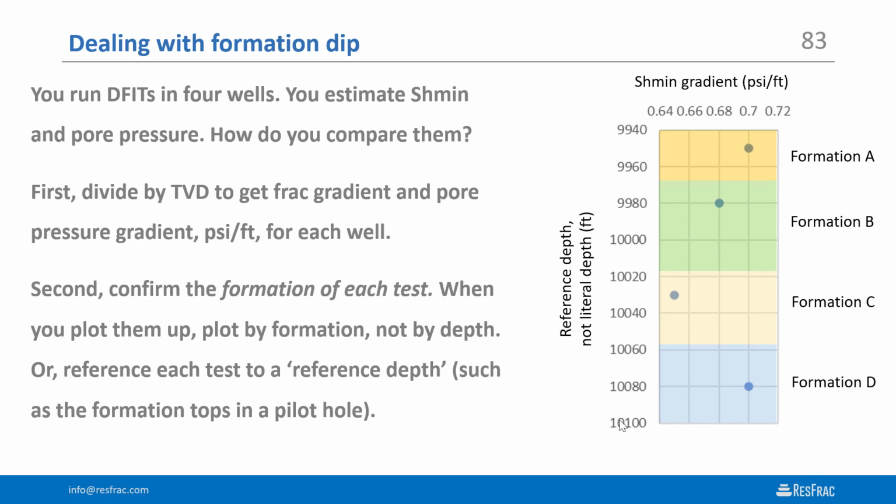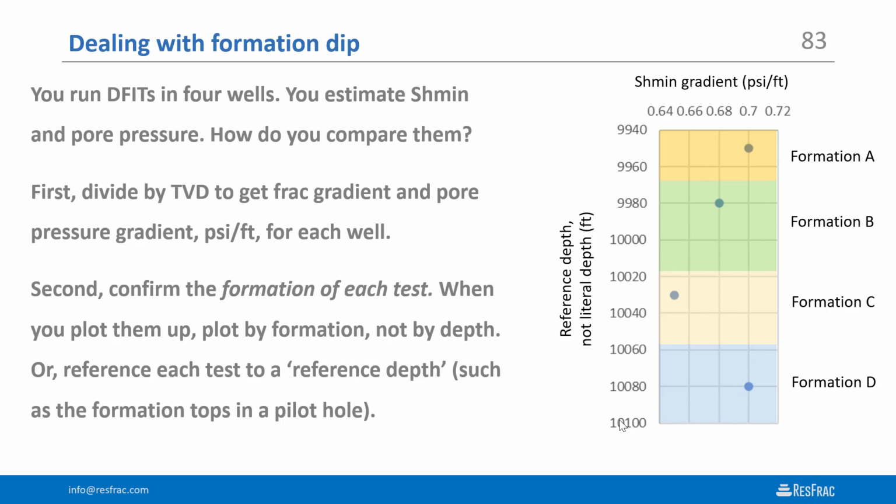But the second thing is that you can't just plot stress gradient versus depth in 4 wells, because shales are not typically too structurally complex for the most part, but they do have dip, and so you might have one well that's at 9,900 and the others at 10,000, and those are actually sitting in the same formation. So what you really want to do is not just plot stress, frac gradient or pore pressure versus depth.